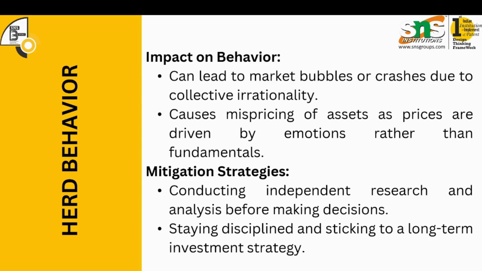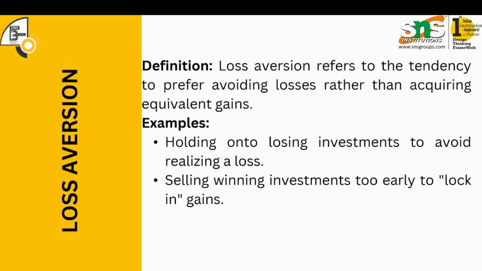So this will definitely lead to market bubbles or crashes because there's always a collective irrationality. Everybody in the herd is irrational. This will also cause mispricing of assets as prices are driven by emotions rather than fundamentals. Herd behavior can be reduced by conducting independent research and analysis before making decisions. It can also be controlled by staying disciplined and sticking to a long-term investment strategy rather than just following what everybody is doing. The third cognitive bias is loss aversion.